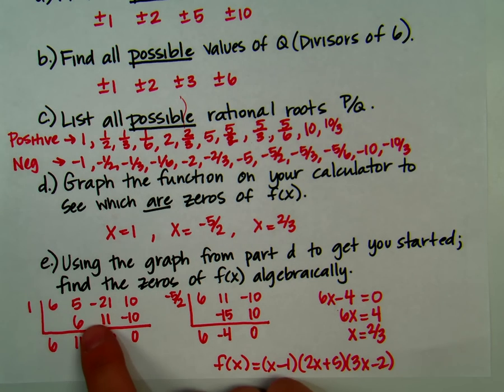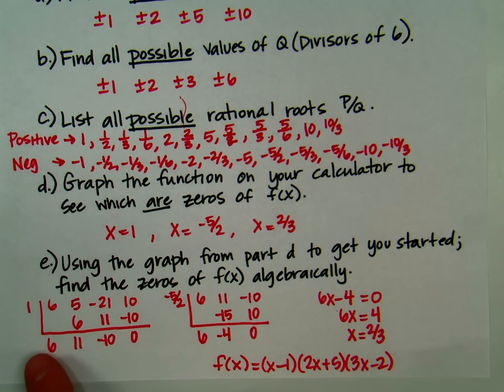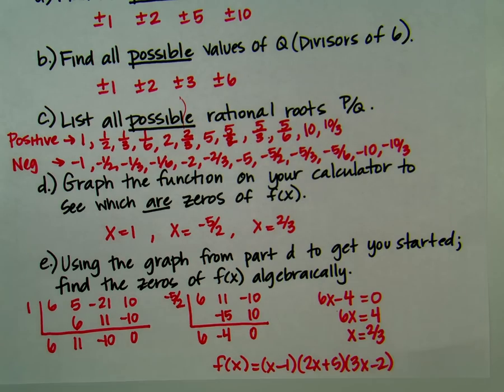Add the 5 and 6 together to get 11. Multiply again. 1 times 11 is 11. And then add straight down. Negative 21 plus 11 is negative 10. 1 times negative 10 is negative 10. Add straight down and we get 0. This is good because we already know that 1 is a root, but it also verifies how the division works.